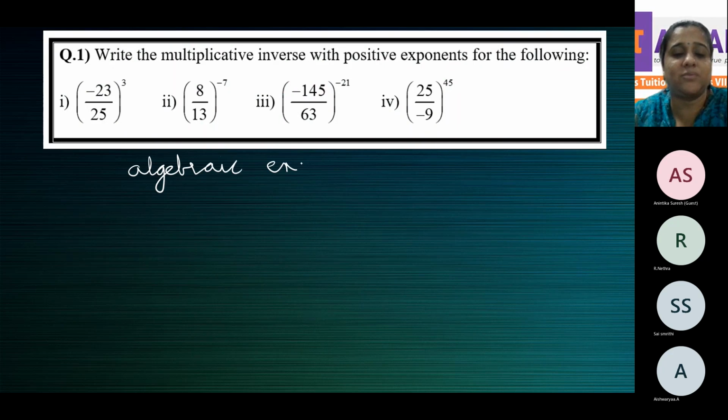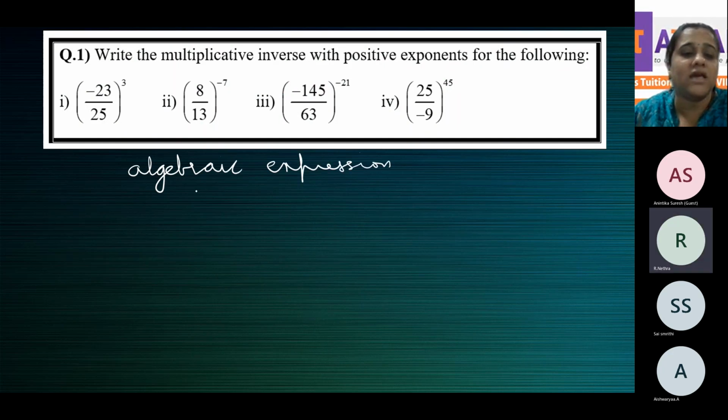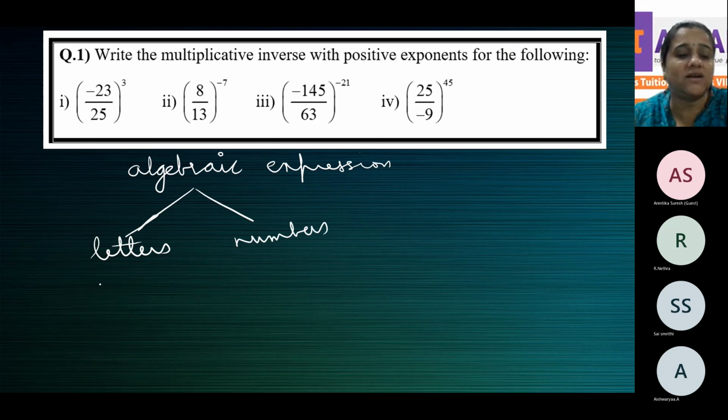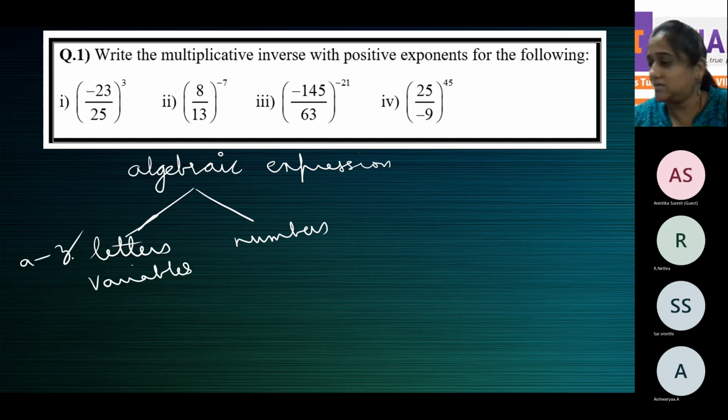Algebraic means it uses letters and numbers. Letters are called variables. We can use small letters a to z, and they are called variables. And you can use numbers, and they are called constants.